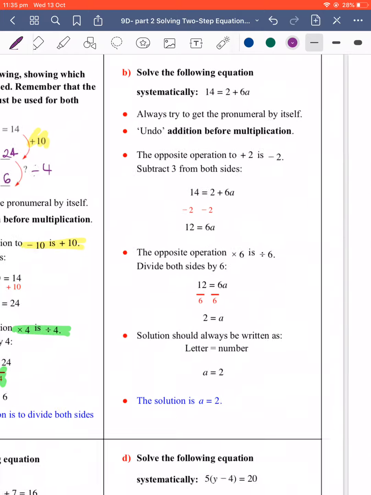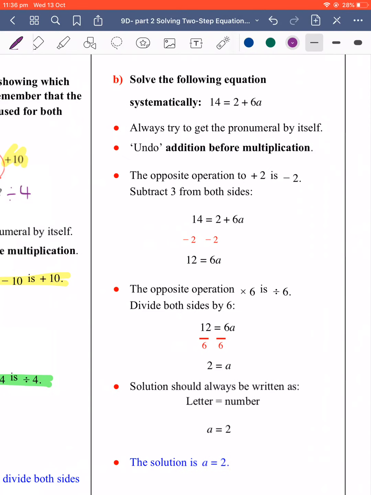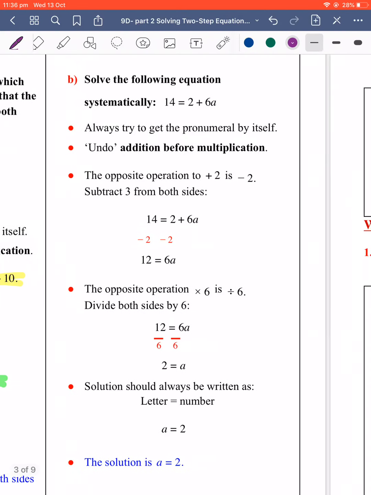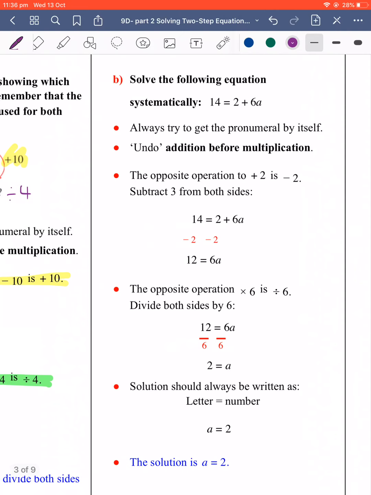Okay, next example. So B, again, I'm solving something systematically, and the way that I do this, I have a look at the equation and see what I have to do. So first thing, I'm just going to highlight where I have my pronumeral, and we want to always try to get the pronumeral by itself. So the first thing we're going to do is undo the addition before our multiplication. So I'm going to get rid of this plus 2. And again, the opposite of plus is minus.